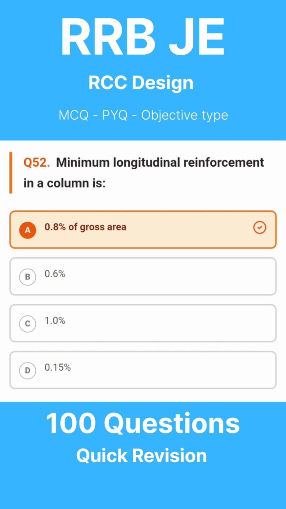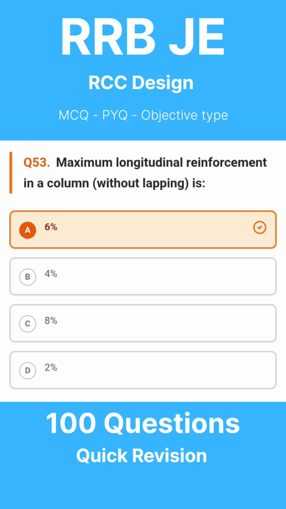Question 52. Minimum longitudinal reinforcement in a column is. The correct answer is 0.8% of gross area. Question 53. Maximum longitudinal reinforcement in a column without lapping is. The correct answer is 6%.